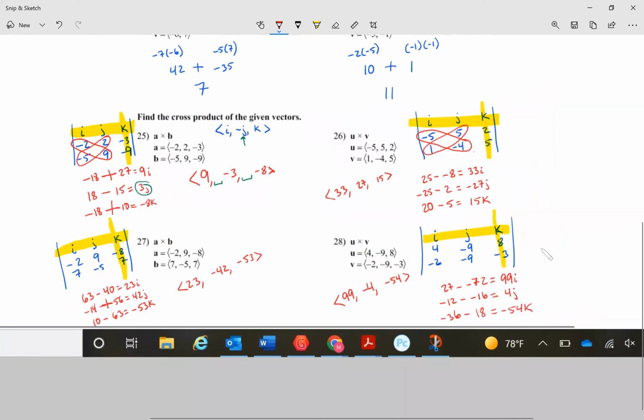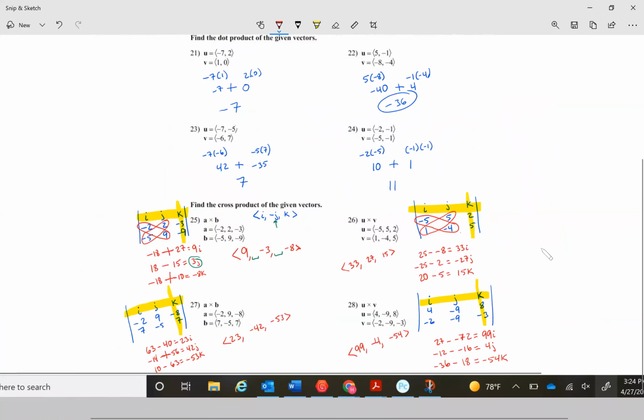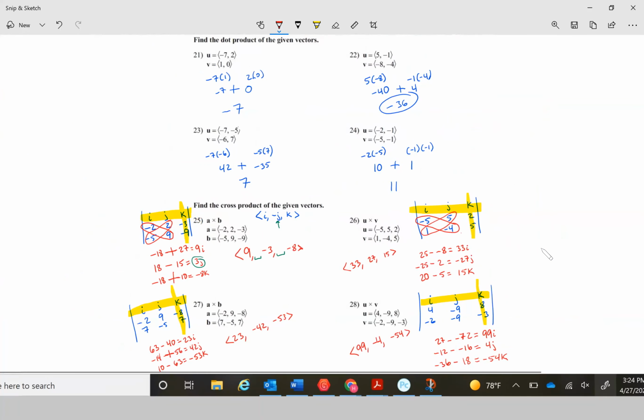Let me zoom out. This is the new stuff. Dot product, cross product. Take a picture of it. I zoomed out so you can take a picture.